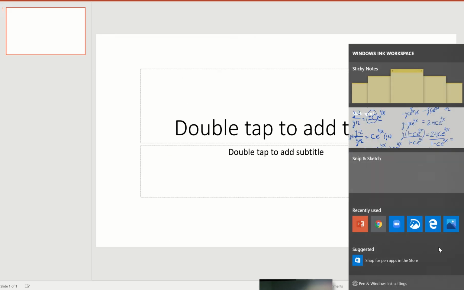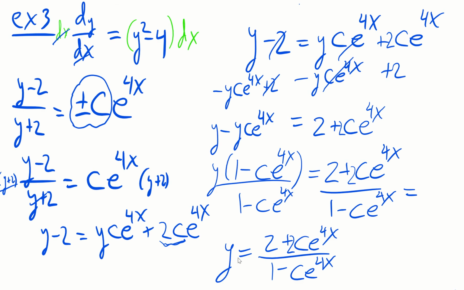So if we take a look at our solution, here's what we have. Our solution is y equals 2 plus 2 c e to the 4x divided by 1 minus c e to the 4x. And again, we solved it out. We have y minus 2 equals y c e to the 4x plus 2c e to the 4x. We got all of the y terms to one side, all of the non-y terms to the other side. So we added 2 to both sides. We subtracted the y c e to the 4x to both sides. That got all of our y terms on one side. All of our non-y terms are on the other side.